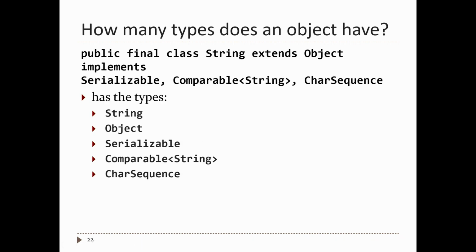Here's String. This is the String class from the Java standard library. Notice that String is marked final. If you mark a class as being final, that means you cannot inherit from that class. So in other words, the inheritance hierarchy stops at String. String has no descendant classes. There are no subclasses of String. So that's what the word final means when you mark a class as being final. String extends Object and it implements these 3 interfaces. So what are the types of String? Well, String, Object, Serializable, Comparable, and CharSequence. So it has 5 types.